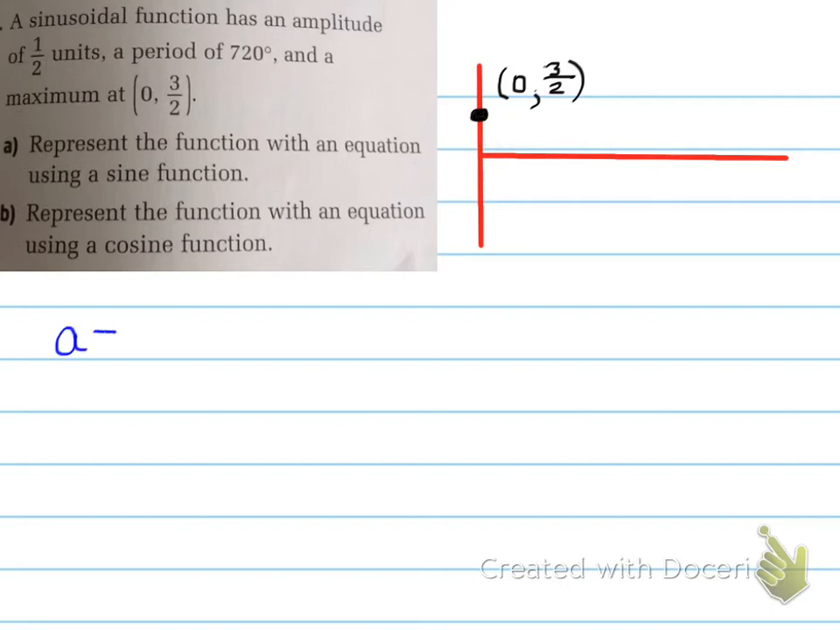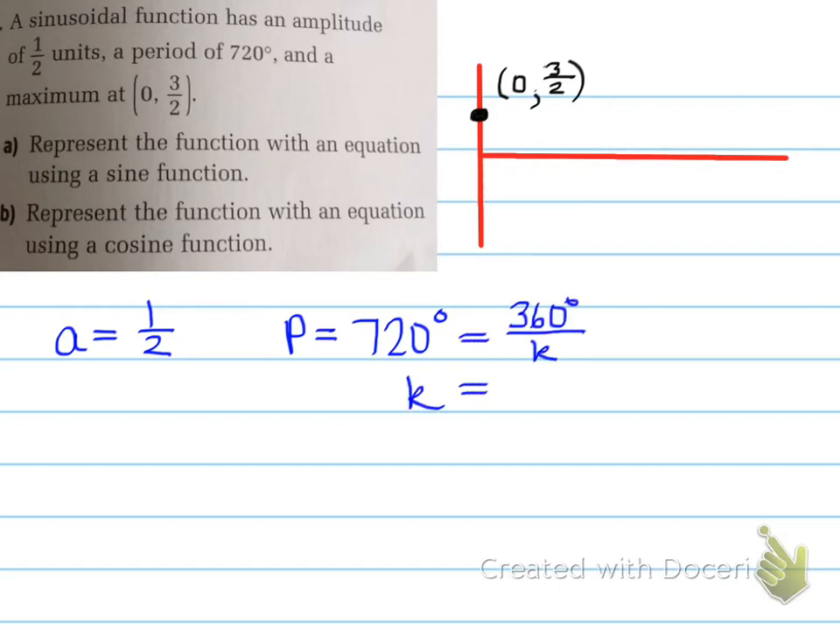Now, we also know what the amplitude is. The amplitude is 1/2. That's our A value. We also know that the period is 720. We can figure out the K value. 720 is equal to 360 over K. That means we switch the K and the period and we get 360 over 720. K is also equal to 1/2. So don't get confused with these two halves, folks, because they're different.